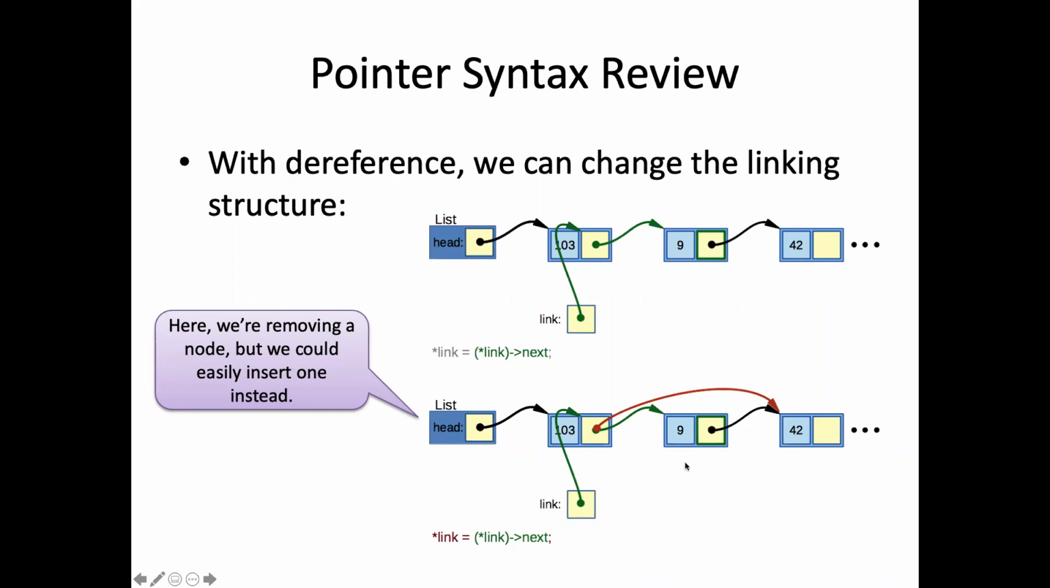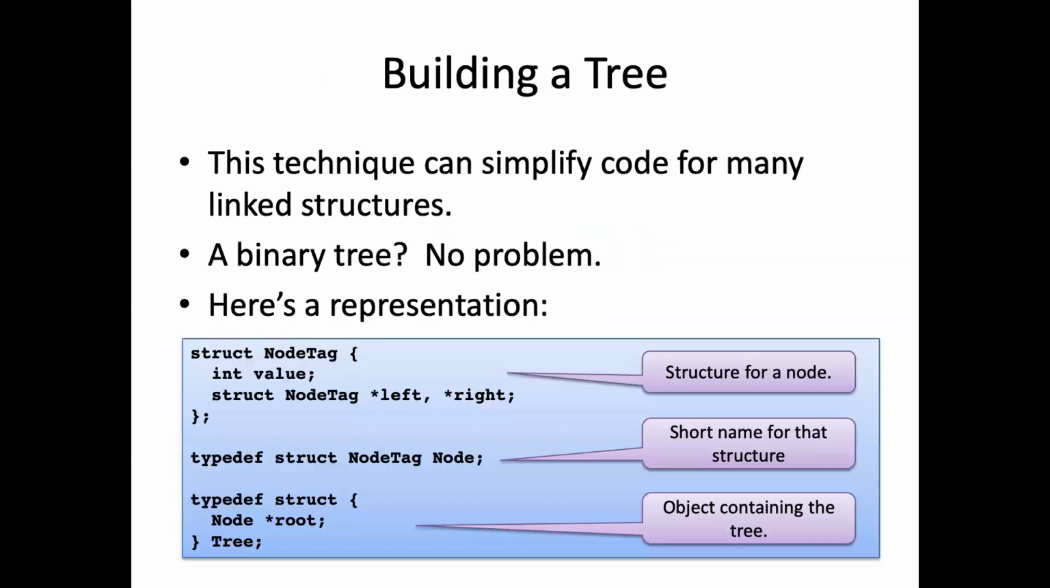The nice thing is you can do that for any node in the list, including the first node. That would work just fine if link was pointing not at the next pointer inside a node, but the head pointer for a list. It would give you a way of writing the same code to remove a node, whether it's the first node in the list or some node later in the list. We already did that when we first learned about linked lists, but this same trick can simplify a lot of code for linked structures.